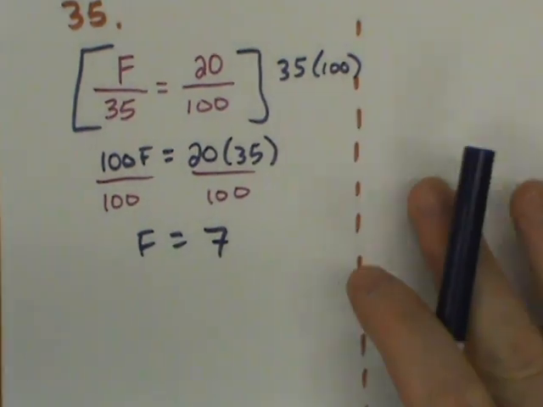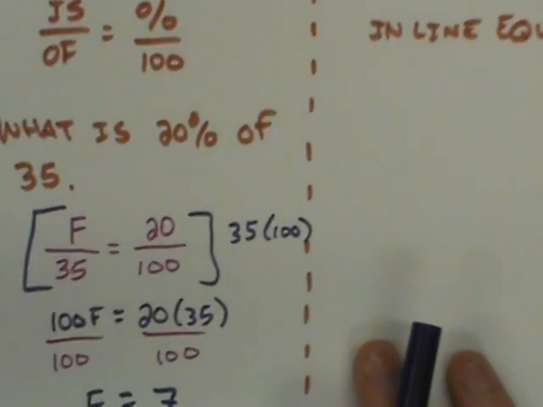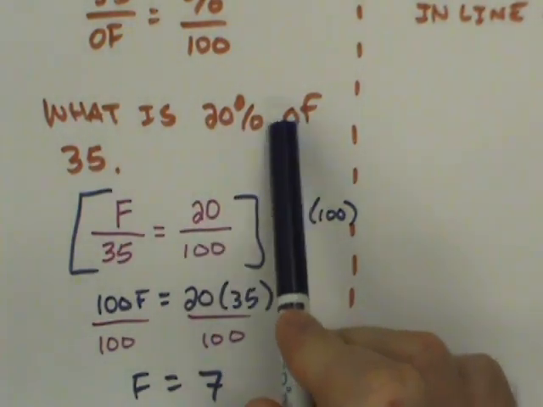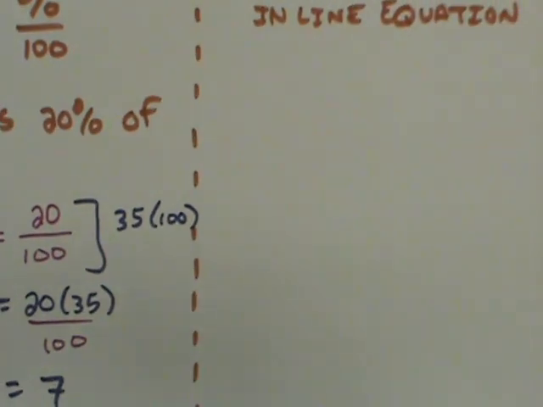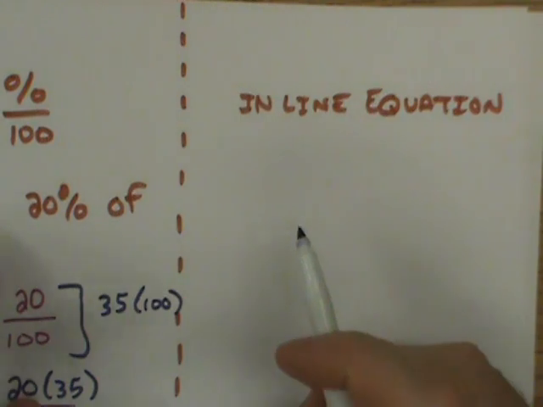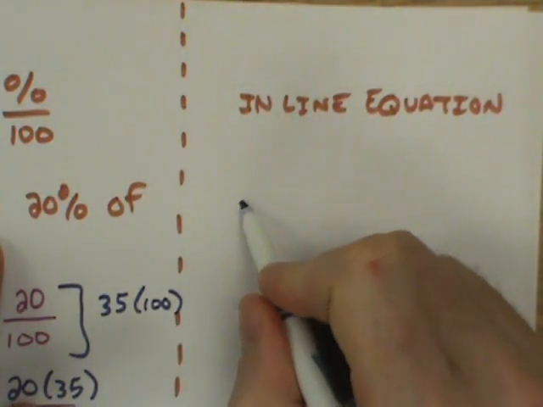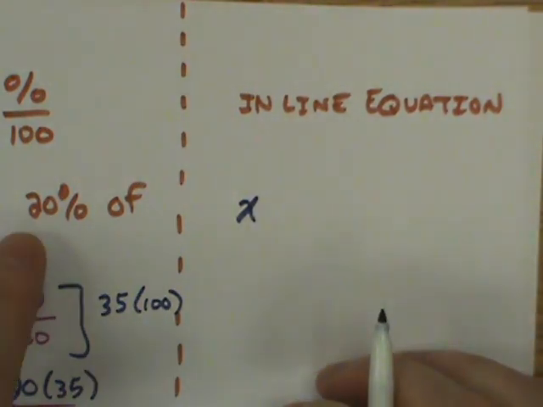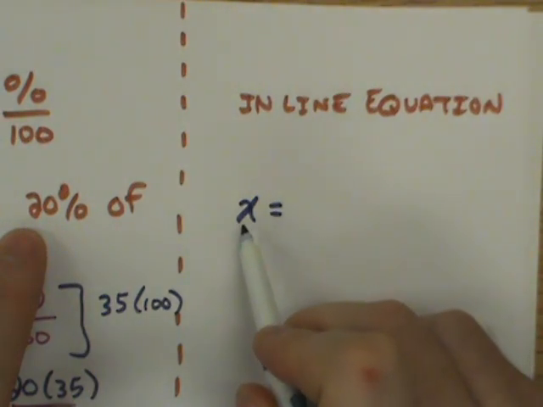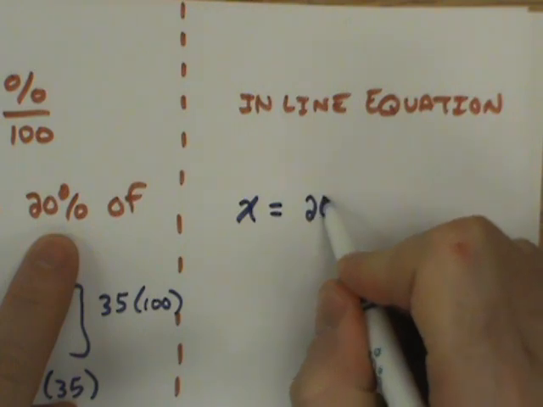I'm going to do the same problem now, but I'm using a different technique. I'm going to use the inline equation approach. So when it says, what is 20% of 35? This goes back to our basic translations, our literal translations. What is a question. So that's my unknown. What is, we're going to call it x. Is means equals. So what is x equals 20% would be 20%.